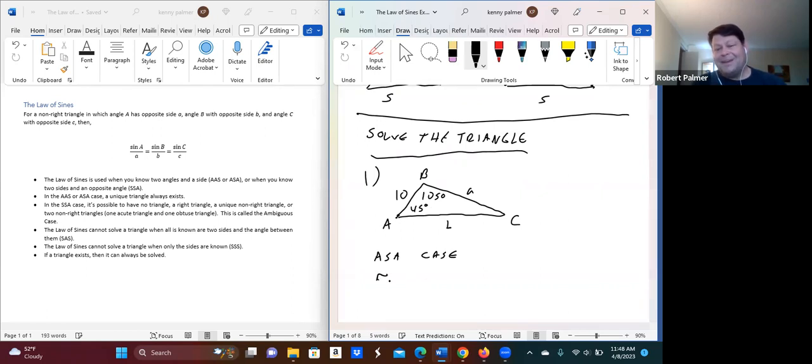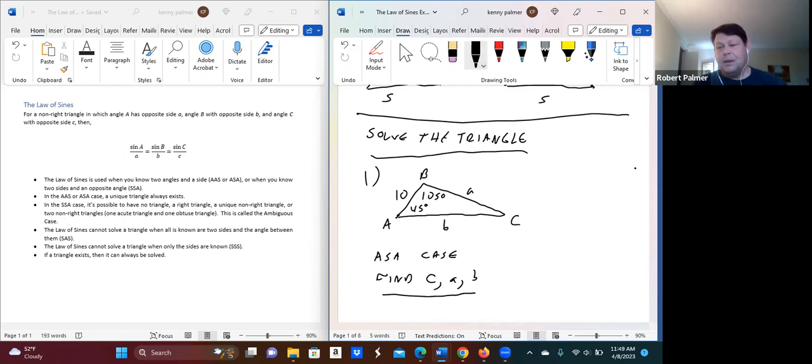So we need to find angle C and then sides A and B. So I need to find angle C, which we'll do easily, then find side A and side B.